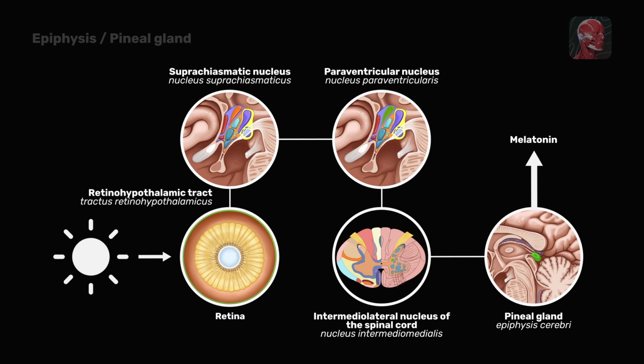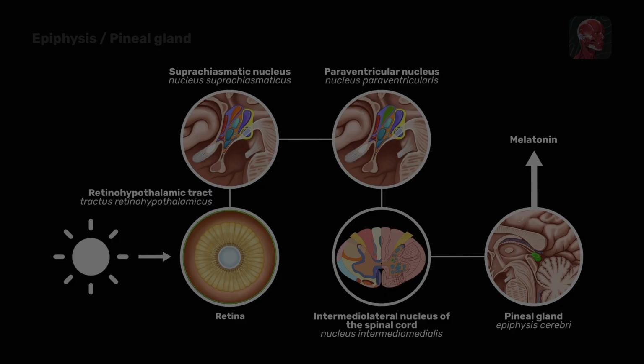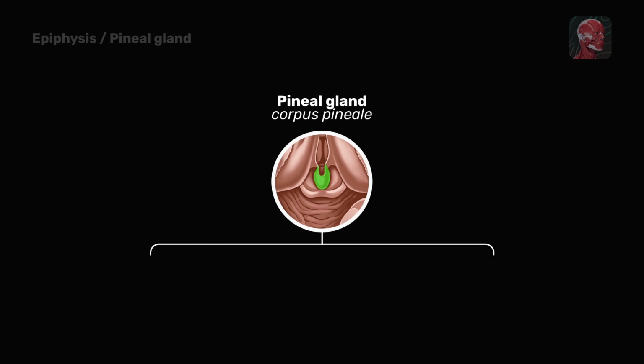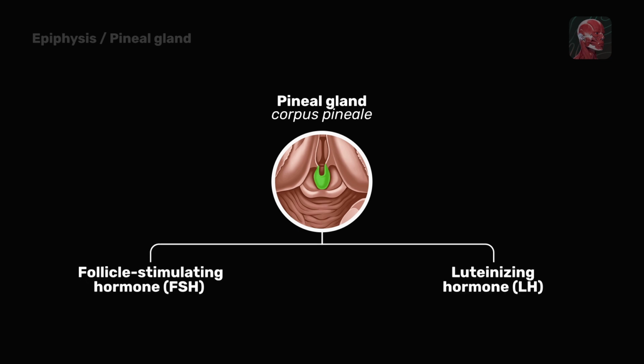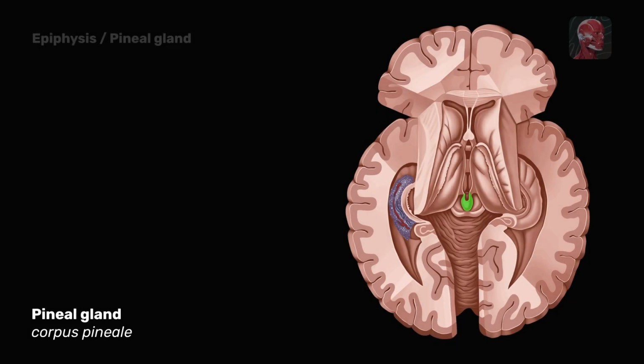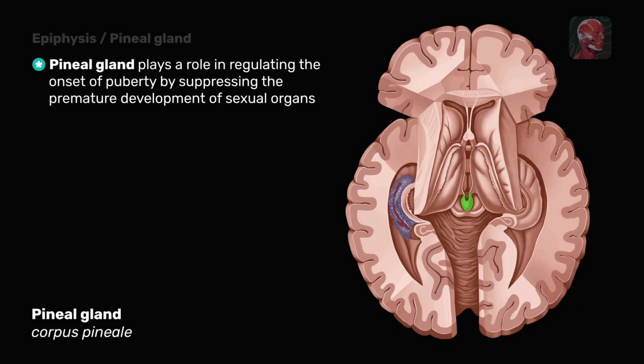Due to its connection with the eyes and ability to react to light, the pineal gland was historically referred to as the third eye. Moreover, there is some evidence suggesting that the pineal gland may suppress the secretion of certain pituitary hormones, the follicle-stimulating hormone, FSH, and luteinizing hormone, LH. It is believed that in this way, the pineal gland plays a role in regulating the onset of puberty by suppressing the premature development of sexual organs.